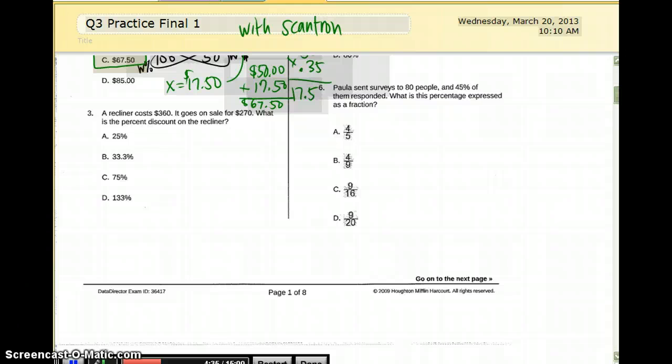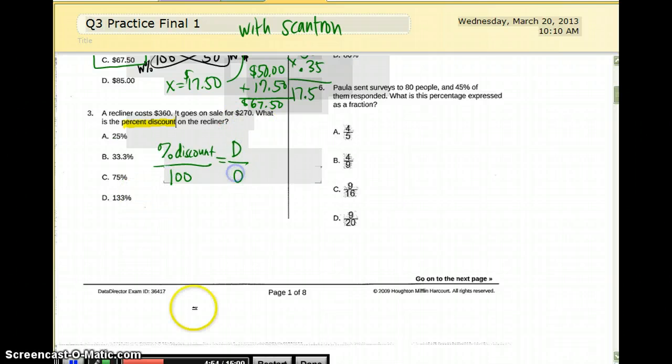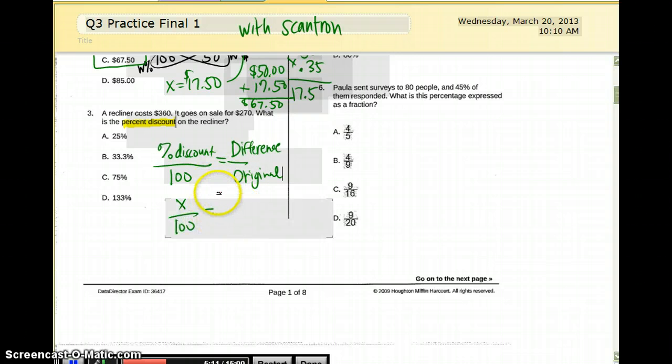Number 3, as we look at the percent discount, I want to look for a percent discount. There is a formula that we talked about in class, and that's percent over 100 equals D over O. Anytime we find the percentage of a decrease or an increase, D is the difference because we need to find how much that discount is. Now the recliner cost $360, but then it went on sale for $270. So there is a difference, and O stands for the original price. So I'm going to do X over 100 equals the difference, which would be $360 minus $270, over the original price.